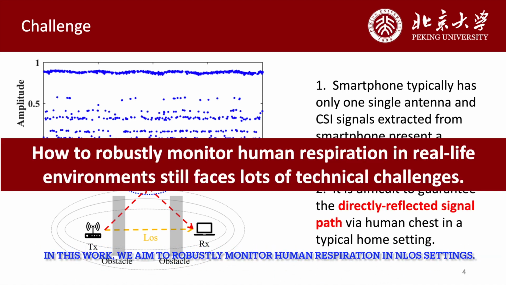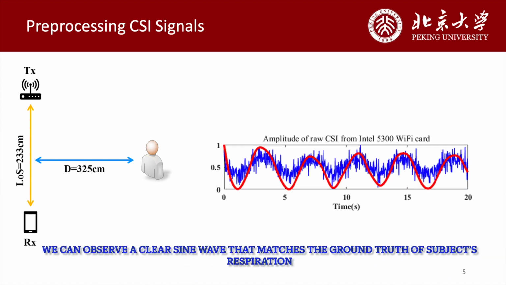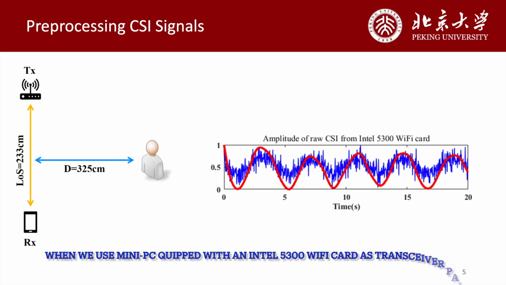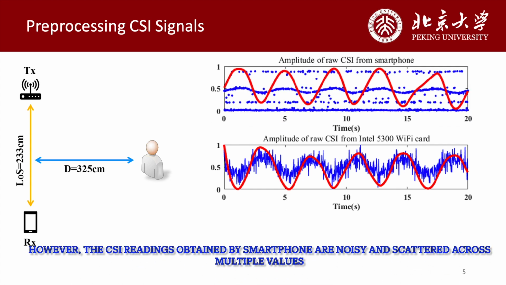In this work, we aim to robustly monitor human respiration in non-line of sight settings. We first conduct our experiments in a typical line of sight scenario. We can observe a clear sine wave that matches the ground truth of the subject's respiration when we use a mini PC equipped with an Intel 5300 Wi-Fi card as the transceiver pair. However, the CSI readings obtained by the smartphone are noisy and scattered across multiple values.